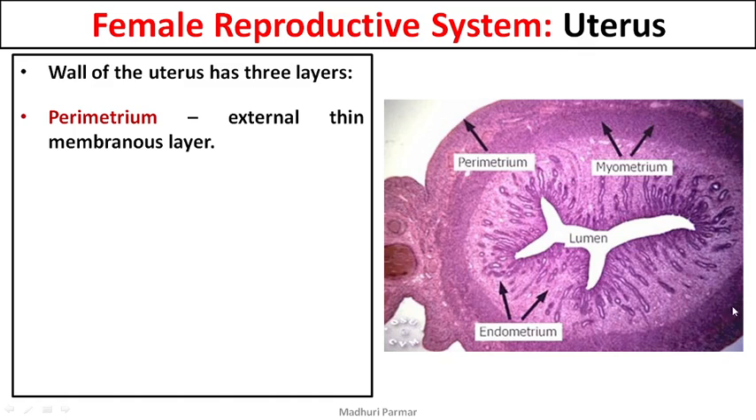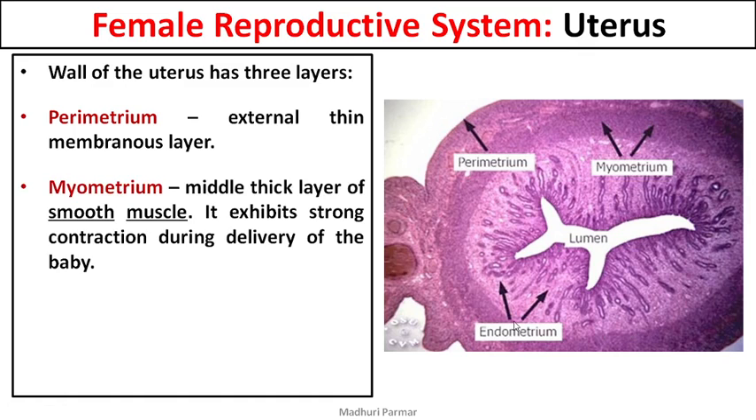It is just a protective layer, an external thin membranous layer. After perimetrium comes the myometrium. Wherever you hear the word myo or sarco, it means muscle.